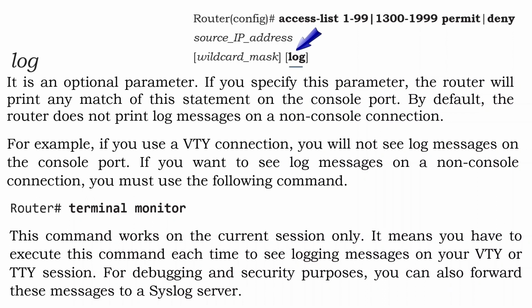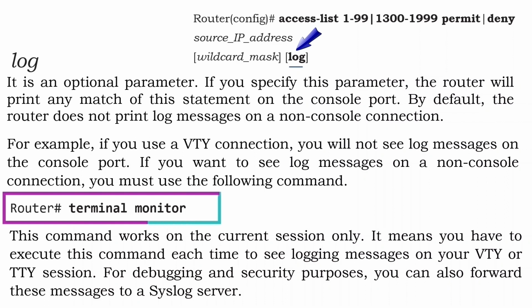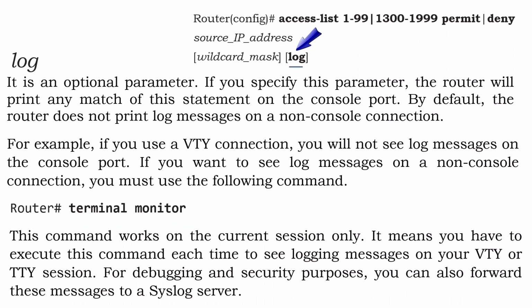By default, the router does not print log messages on a non-console connection. For example, if you use a VTY connection, you will not see log messages on the console port. If you want to see log messages on a non-console connection, you have to use the terminal monitor command. This command works on the current session only. It means you have to execute this command each time to see logging messages on your VTY or TTY session.